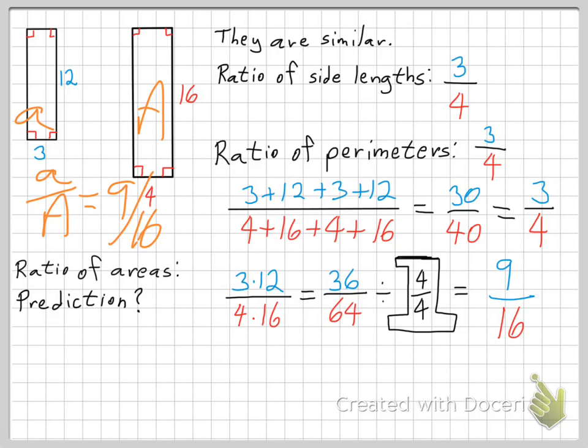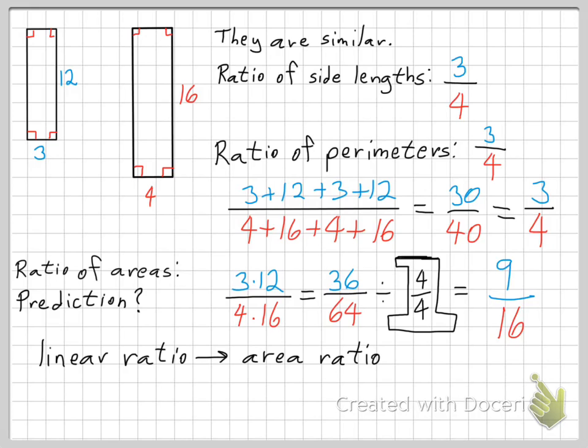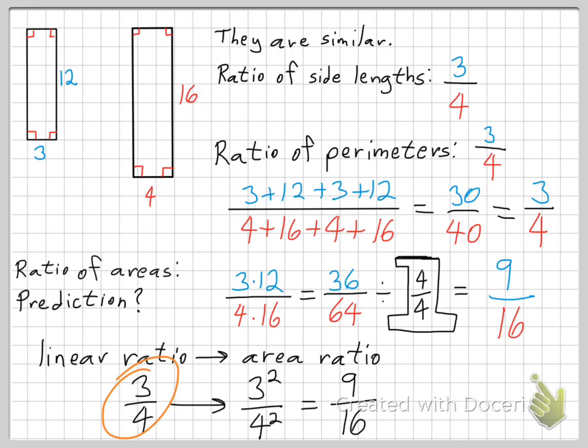9/16, which is the square, right? 3 squared over 4 squared. So if we're going from the linear ratio to the area ratio, then you square it. If the linear ratio is 3 over 4, then the area ratio is going to be 3 squared over 4 squared, or 9/16.